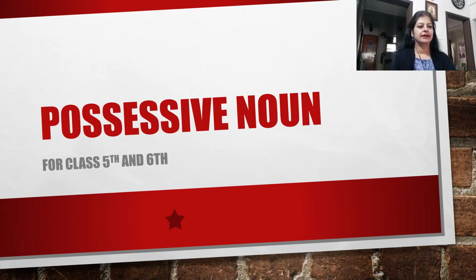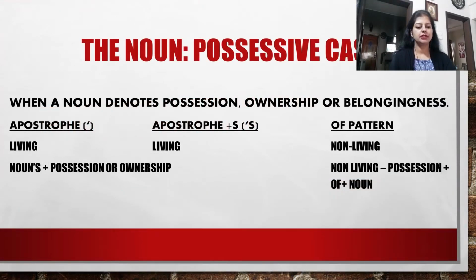Hi, in the present lesson we are going to learn about possessive nouns. But what are possessive nouns? A possessive noun is a noun that possesses something, that means it has something. When a noun denotes possession, ownership or belongingness, then it is called a possessive noun.